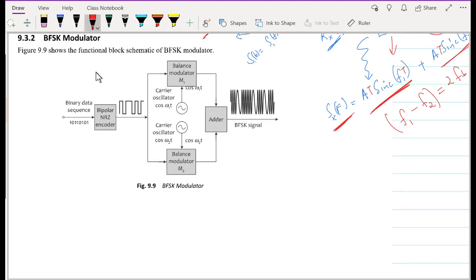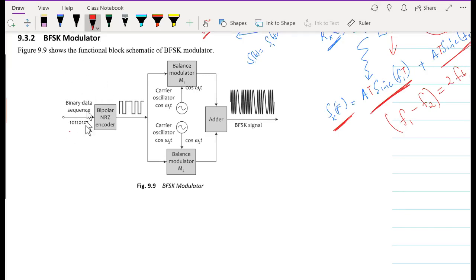In this lecture, we discuss the concept of BFSK modulation, or how, when we have a binary data sequence of zeros and ones, we are able to obtain the BFSK waveform that is represented by two frequencies, one that is F1, the other one that is F2. F1 is higher than F2, and therefore we want to find out how we obtain this.